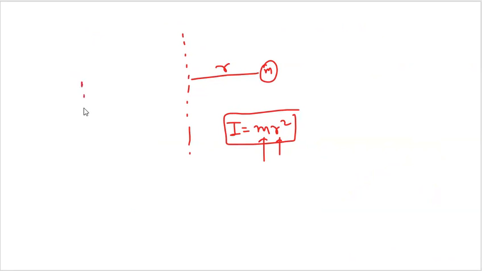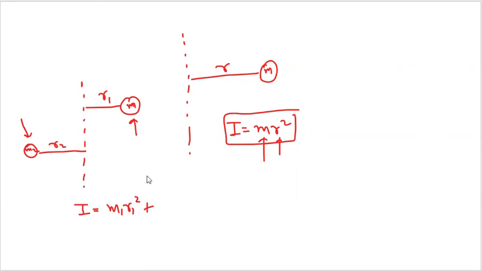Suppose I have an axis like this, and suppose one mass is here, m1 at distance r1. Suppose another mass is here, m2 at distance r2. So the total moment of inertia will be m1 r1 square plus m2 r2 square. So this is how we calculate moment of inertia. Moment of inertia only depends on two things: what is the value of mass and how much is the perpendicular distance of the mass from the axis of rotation.